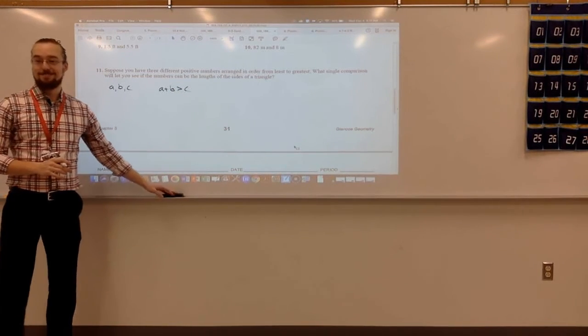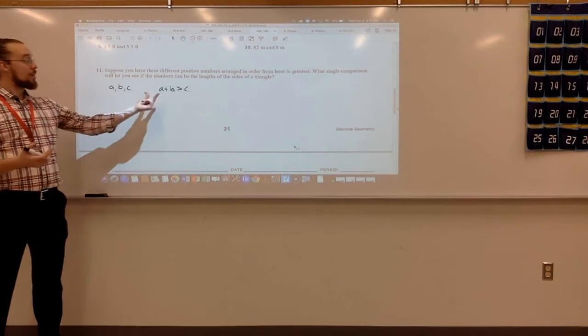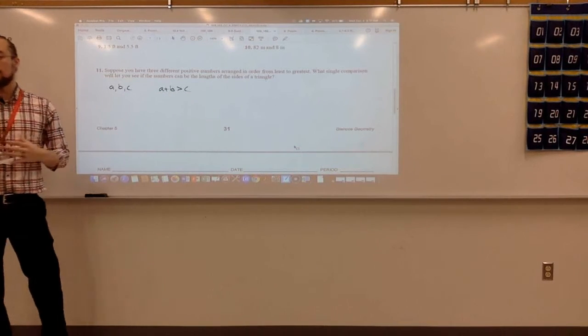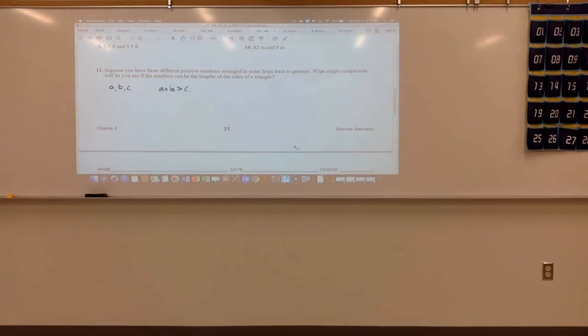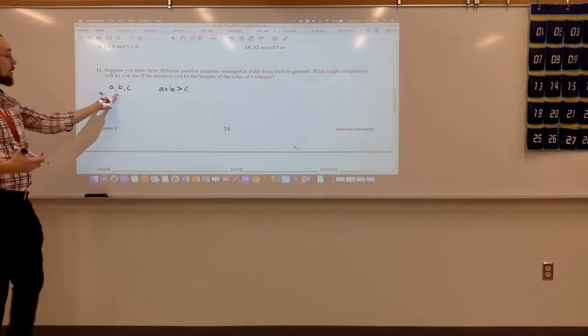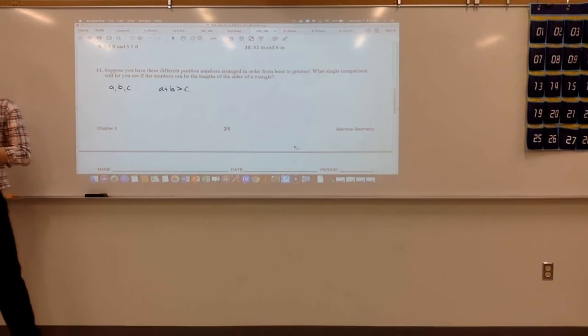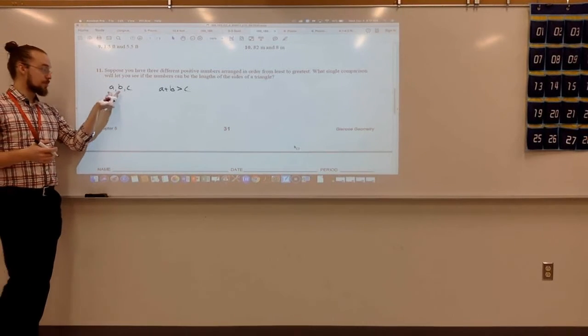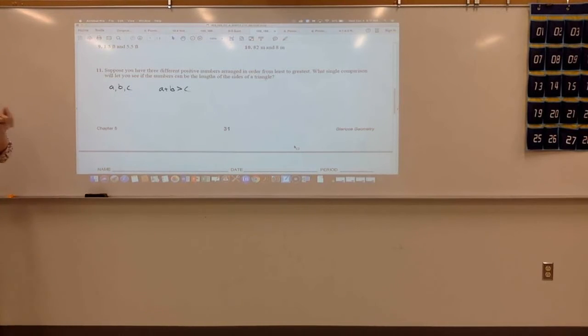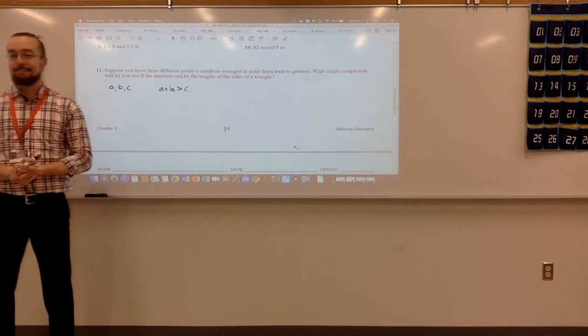Number 11. So, yes, like we already talked about this when we did that first section there. If we have our three possible lengths already arranged from smallest to largest, we just have to take the two smallest ones and see if their sum is greater than the largest one.